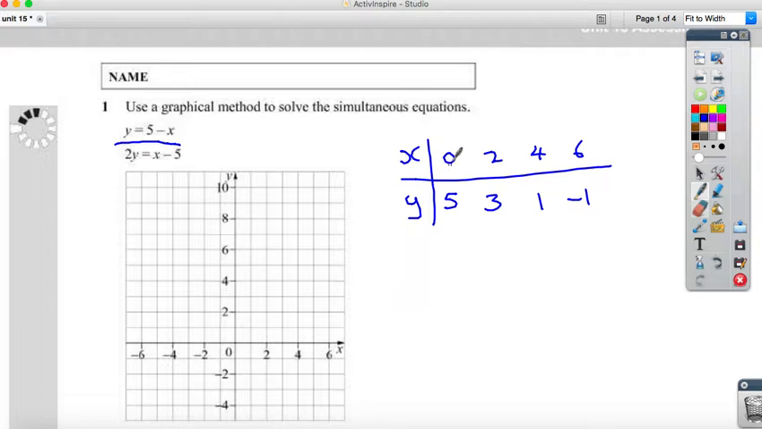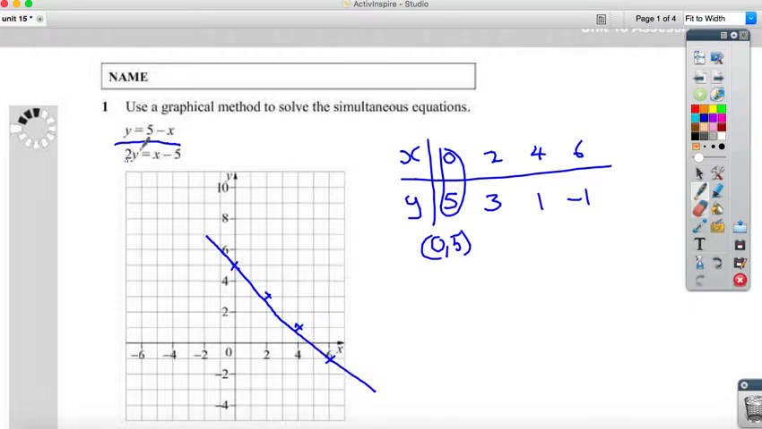So I plot this line. 0, 5 means the coordinate is 0, 5. So 0, 5 puts me there. 2, 3 puts me there. 4, 1 puts me there. I can see it's going right because it's in a straight line. 6, minus 1 puts me there. So my straight line looks like it's coming down through there like that. Obviously I'd use a ruler if I had one.